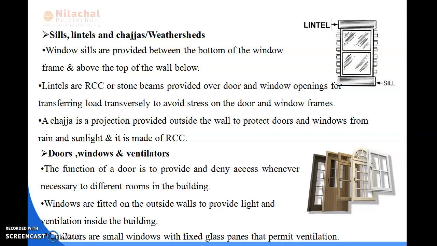And the last one is chajja. It is a projection provided outside the wall to protect the doors and windows from any atmospheric agents, and it is made up of RCC.